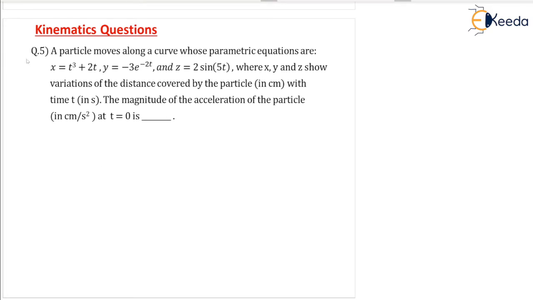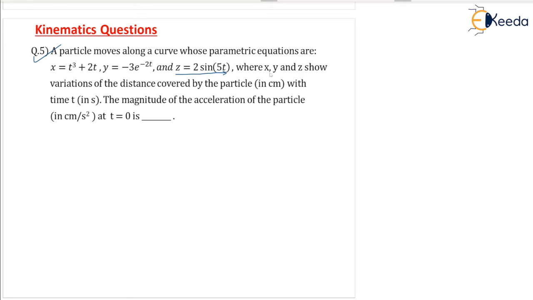As per this question, it is given a particle moves along a curve whose parametric equations are x equal to t cube plus 2t, y equal to minus 3 e to the power minus 2t and z equal to 2 sine 5t, where x, y and z show variations of distance covered by the particle in centimeter with time in seconds. Question is, find the magnitude of acceleration of the particle in centimeter per second square at t equal to 0 seconds.